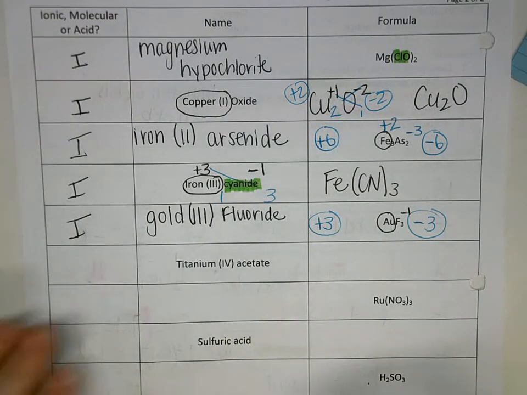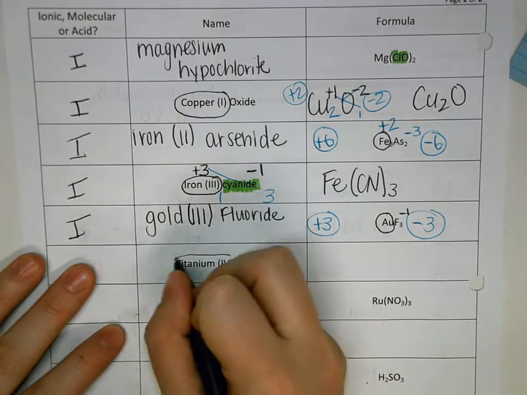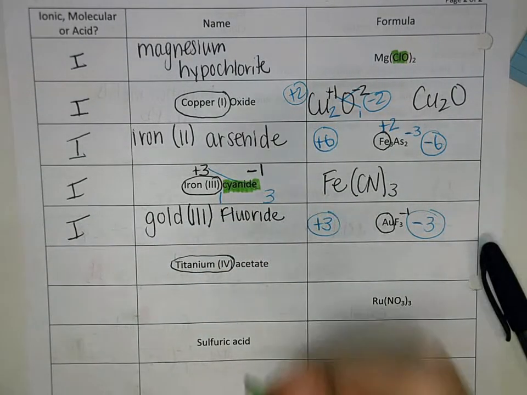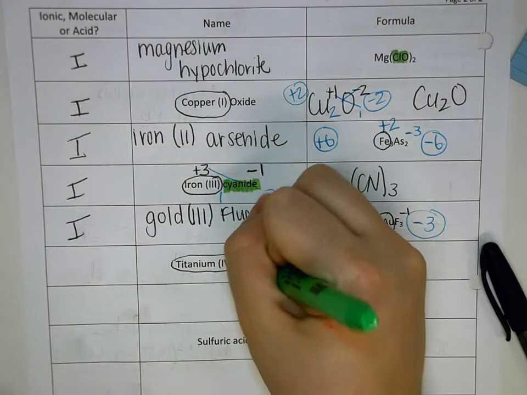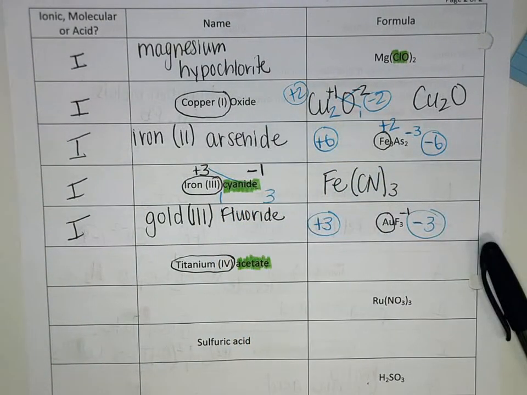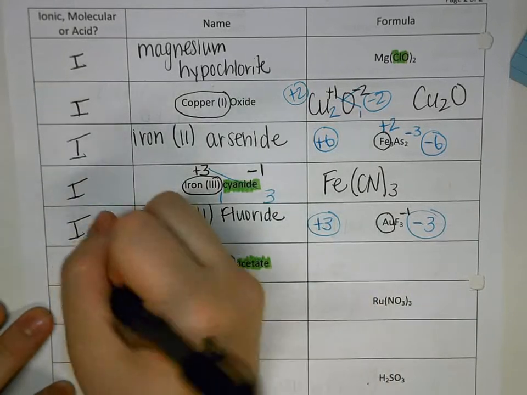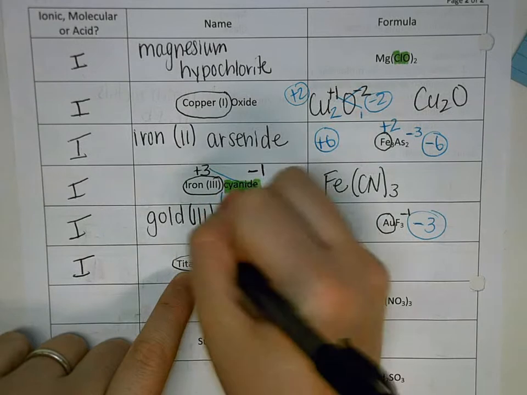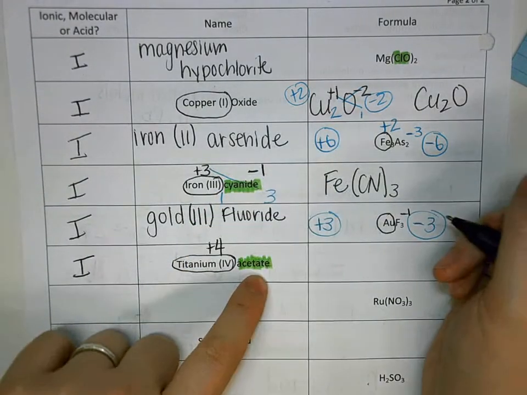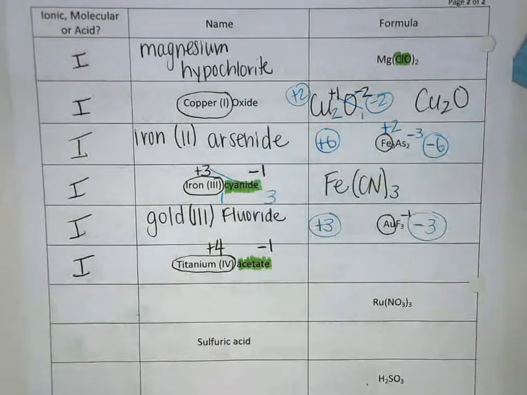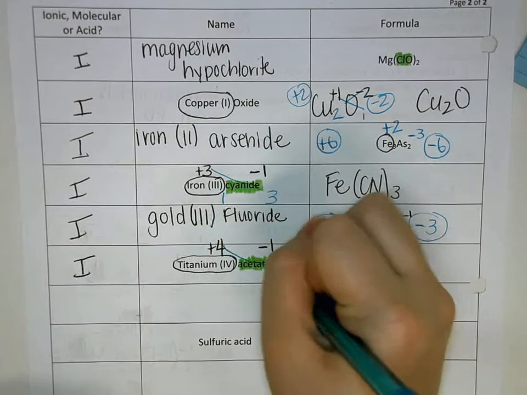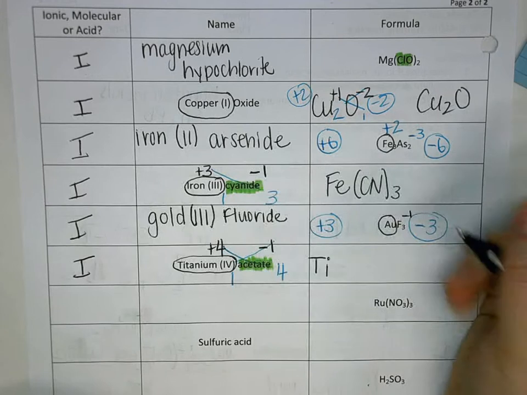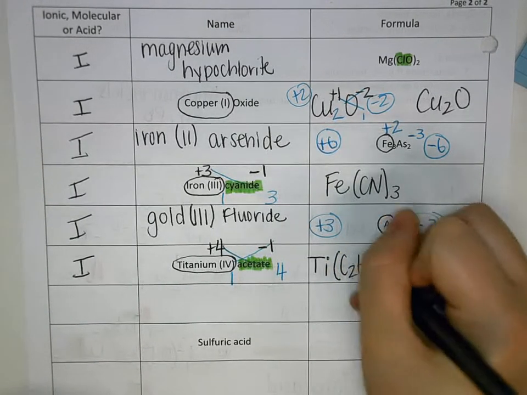Okay, next I have titanium 4 acetate. So that can have more than 1 possible charge, so I need to circle it. And acetate, it ends with ATE, is a polyatomic ion. So I have a metal and a polyatomic ion, makes this ionic. So titanium here is going to be +4, and acetate, if I look up the charge, is -1. So whenever I crisscross, I need to have 1 titanium, and I'm going to have 4 acetates.